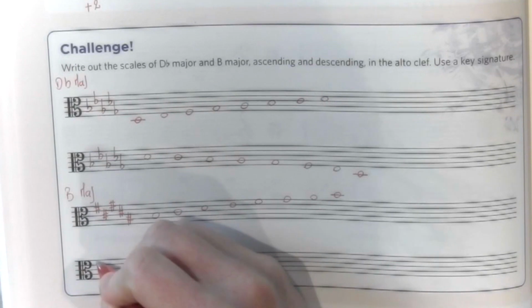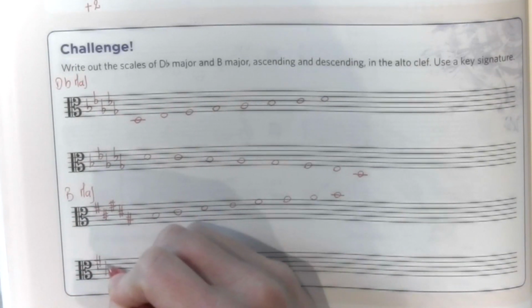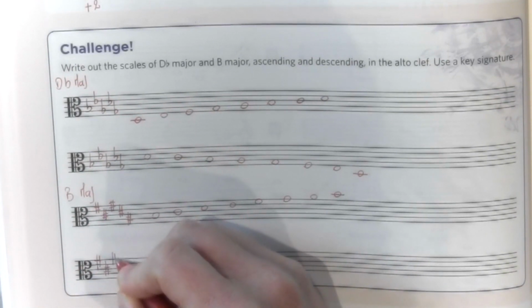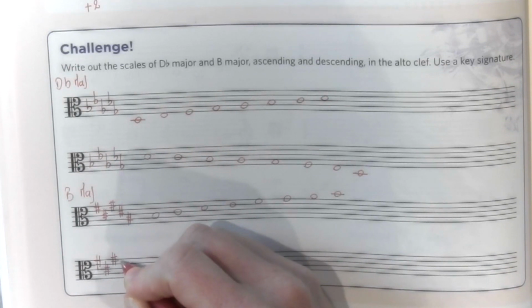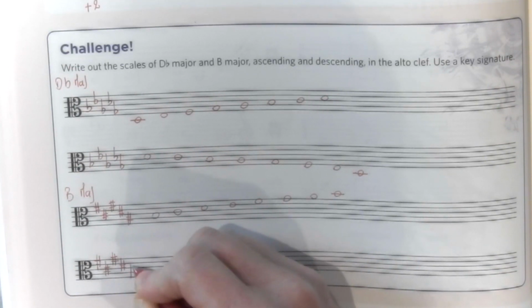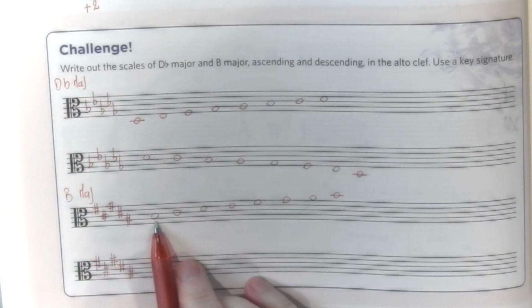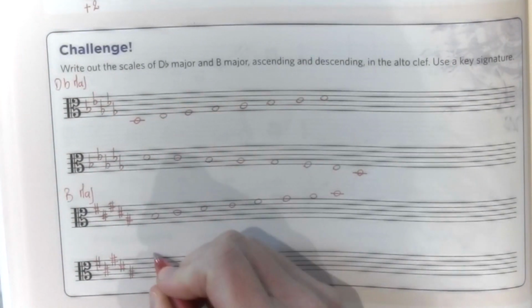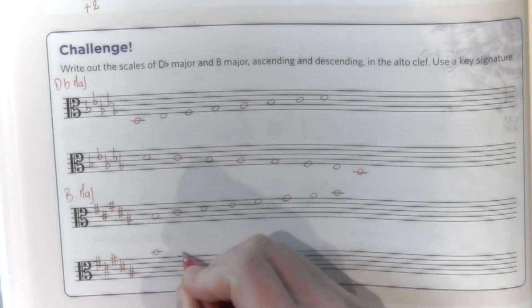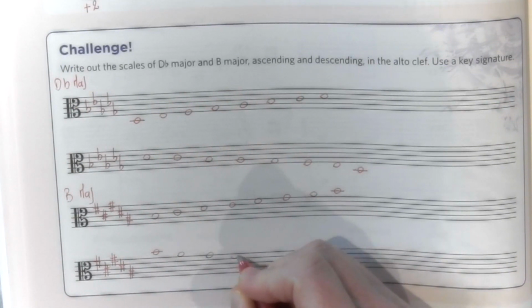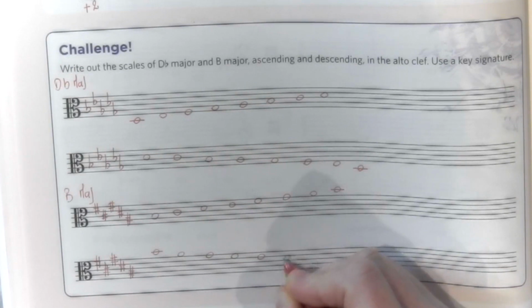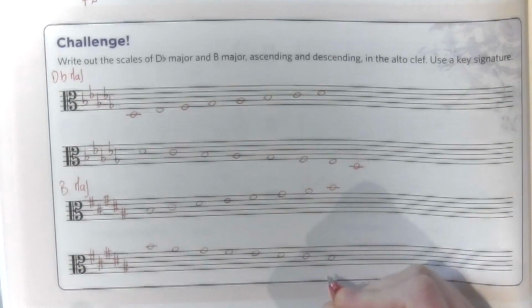Descending, the same. Fa, Do, Sol, Re, La. Now from the last one to the first one, backwards. Si, La, Sol, Fa, Mi, Re, Do, Si.